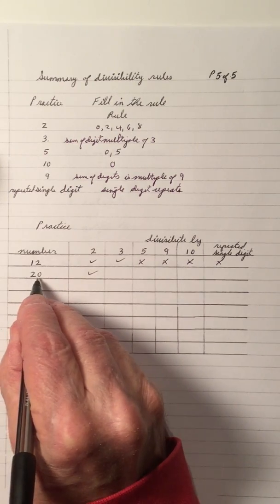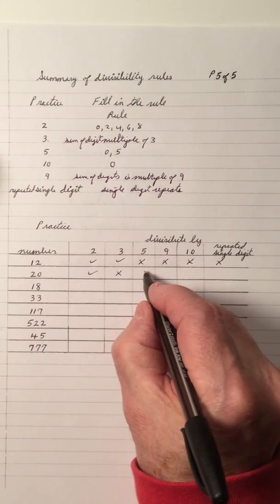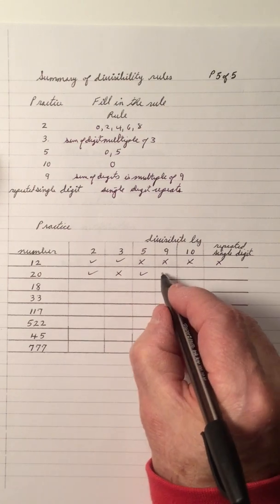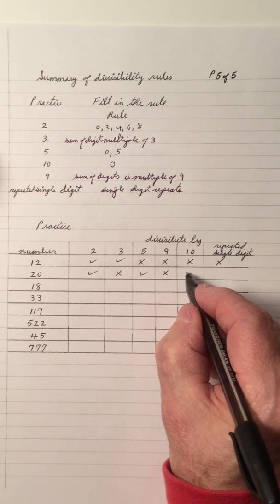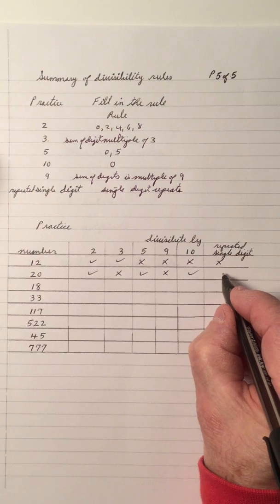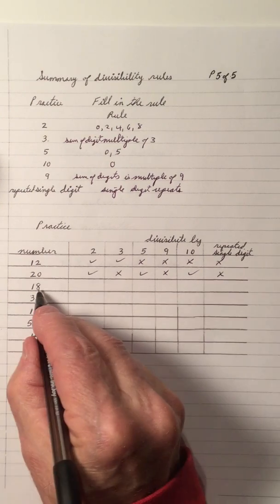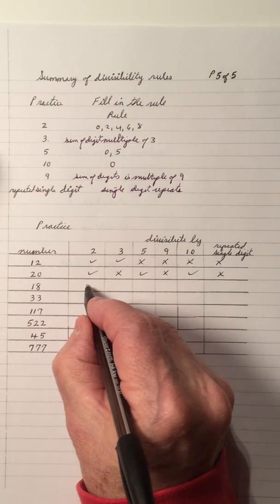20. It ends in a 0, so it's divisible by 2. Doesn't add up to be a multiple of 3? No. 5? Yes, because it ends in a 0. 9? No, not a multiple of 9. 10? Yes, it ends in 0. No digit repeating.